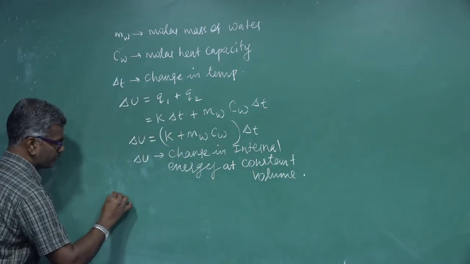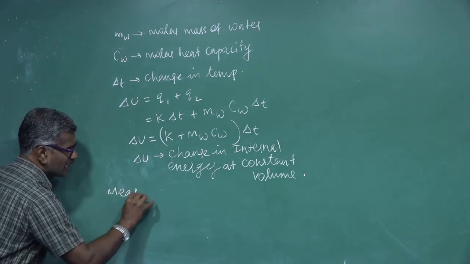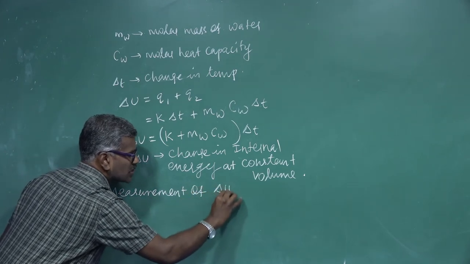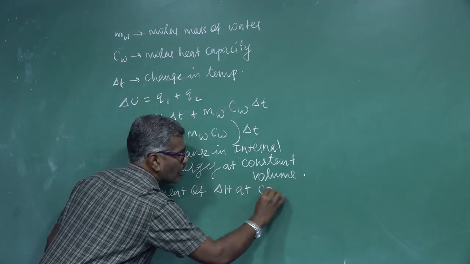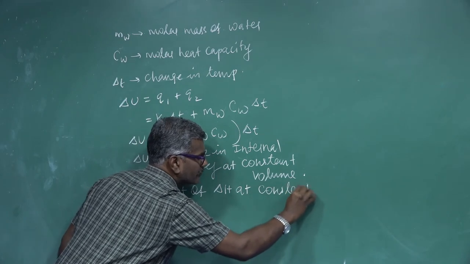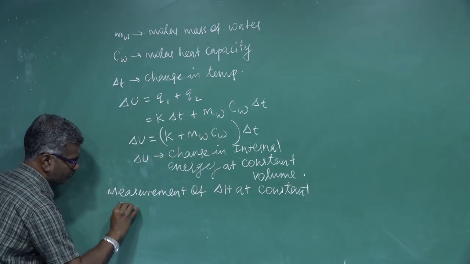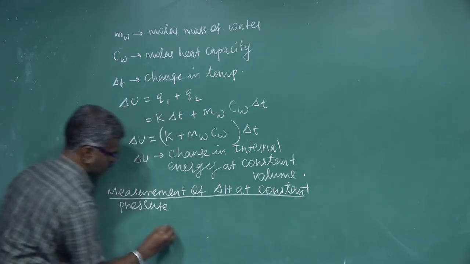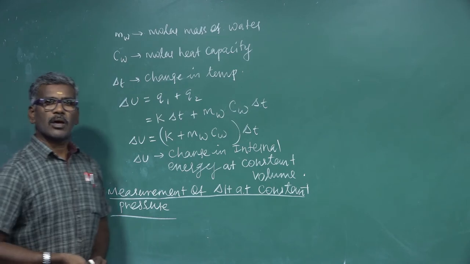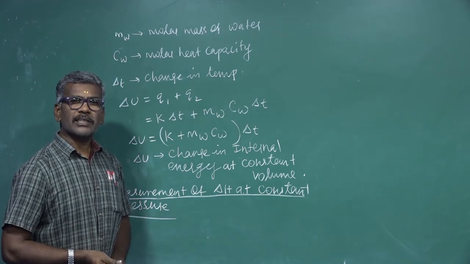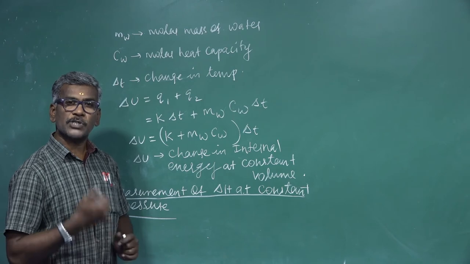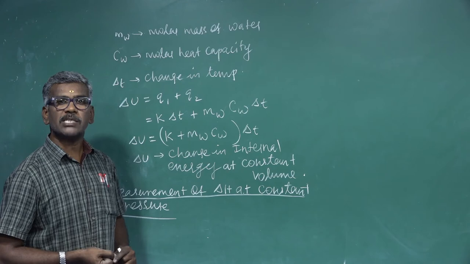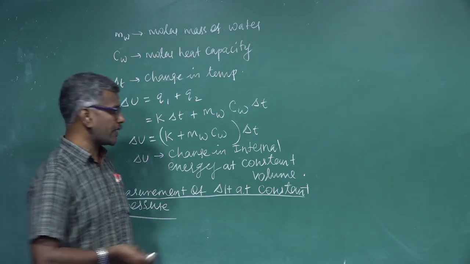Next topic, measurement of delta H at constant pressure. For any chemical reaction, the amount of heat absorbed or released during the chemical reaction at constant pressure can be explained by the coffee cup calorimeter.